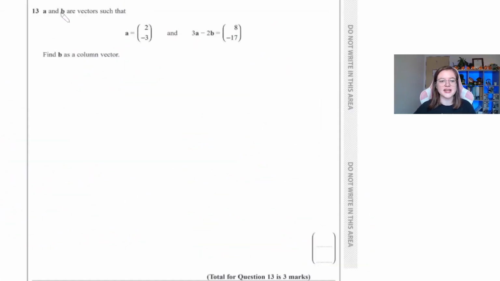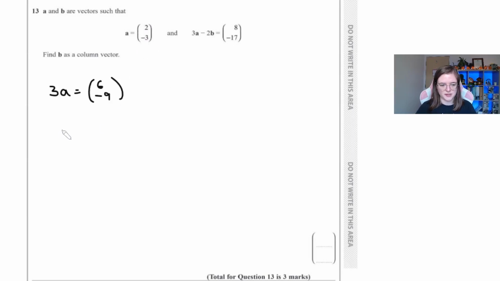Question 13, A and B are vectors such that A is (2, -3) and 3A minus 2B is (8, -17). Find B as the column vector. So 3 lots of A minus 2 lots of B is this. If we find 3A, that's part of this puzzle. Manipulating column vectors is easy. All you need to do, times it by 3, is times both the numbers by 3. So that's going to get 6 and minus 9.